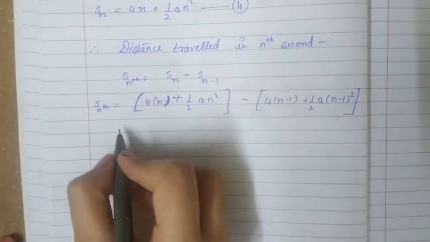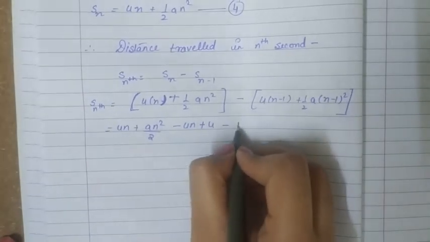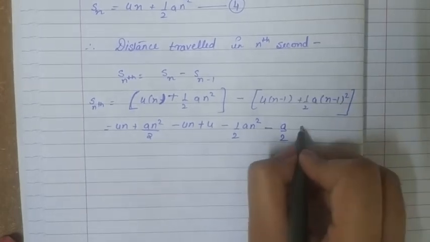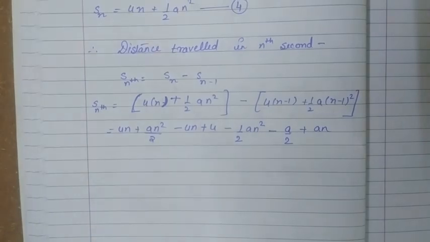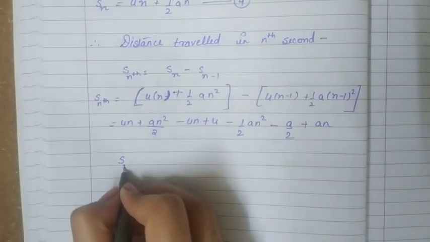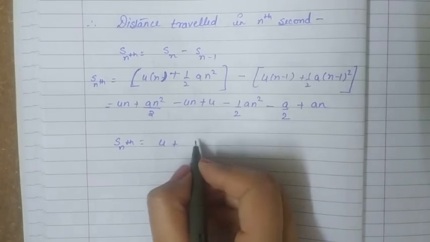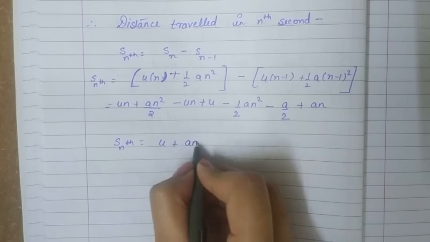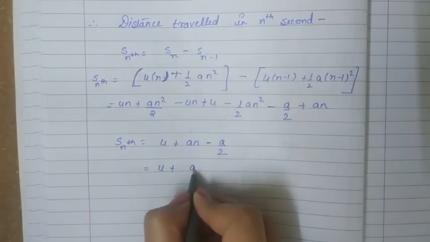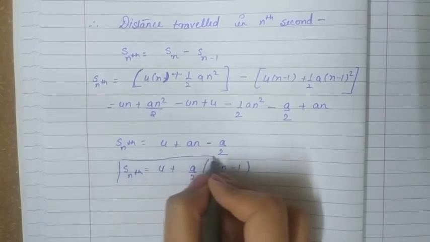While solving this we get un plus a n square upon 2 minus un plus u minus half a n square minus a by 2 plus a n. We will expand this (n minus 1) whole square. On solving this, these terms will cancel out, and the remaining terms that we get are Snth is equal to u plus an minus a by 2. By taking a by 2 common from the last two terms we get (2n minus 1). So this is the required equation of Snth.